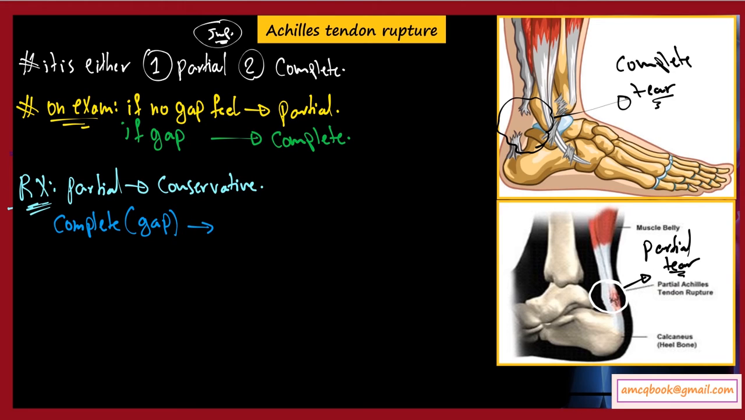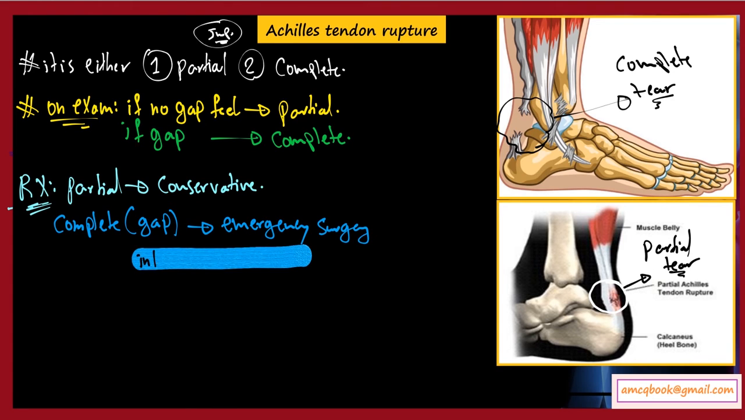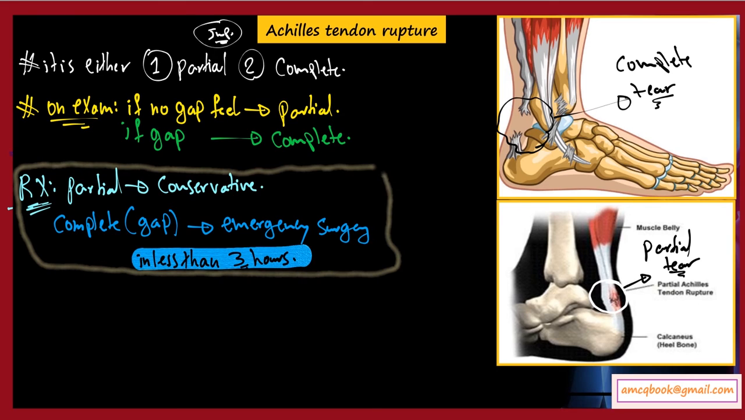there is a gap, there is complete Achilles tendon rupture, then this is an emergency, and you need to do emergency surgery in less than 3 hours. The idea of it is if you leave the tendon and postpone the operation, this will lead to healing, contracture, and shortening of the tendon, which makes a huge problem, okay? So you should do emergency surgery in less than 3 hours in case of complete Achilles tendon rupture.